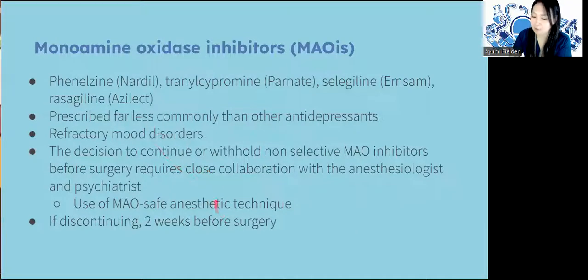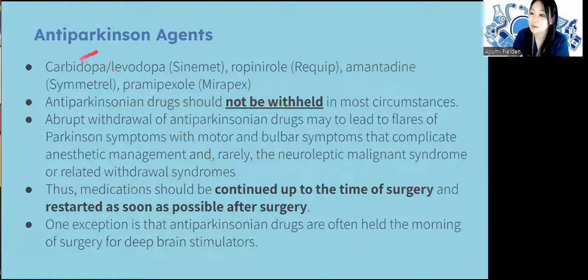MAOIs. So, I forgot to mention one thing about anti-Parkinson agents. One exception to this: they do hold this medication if the patient is having deep brain stimulators. That's one exception. They try to taper, or they might just continue the same dose because we don't want them to have symptoms, right? But they will hold the medication for deep brain stimulators. I forgot to mention that.